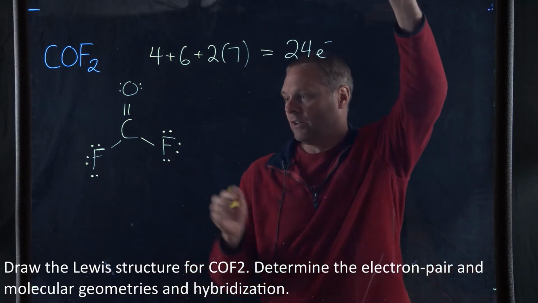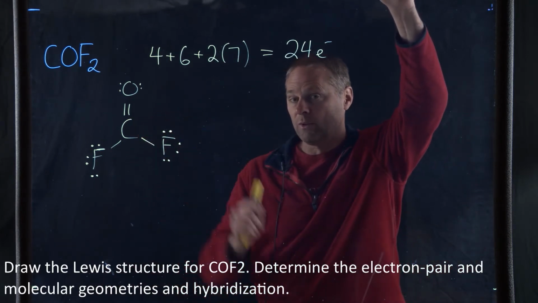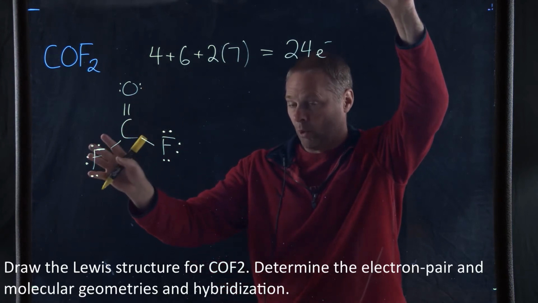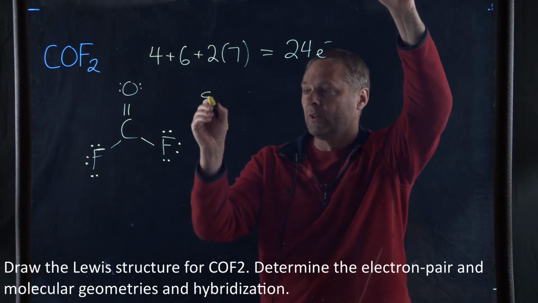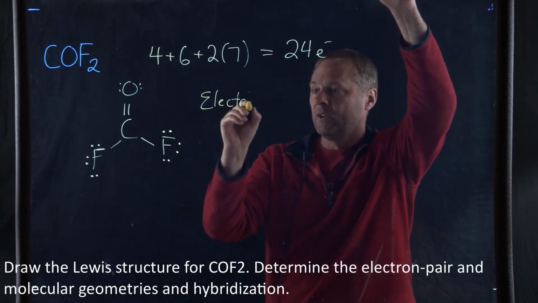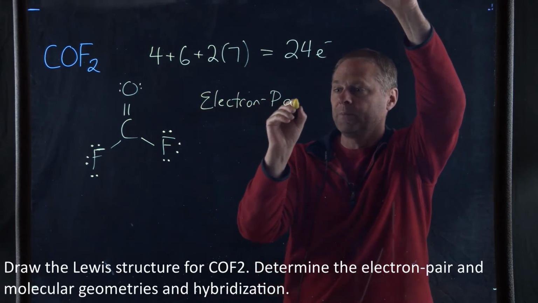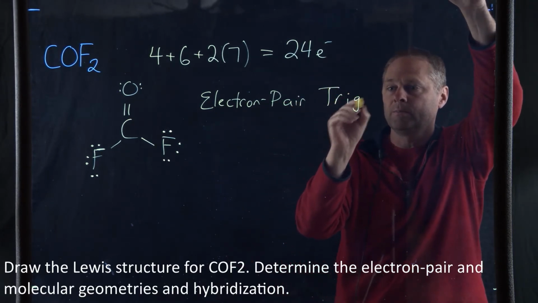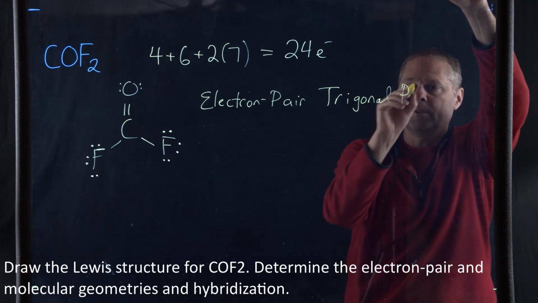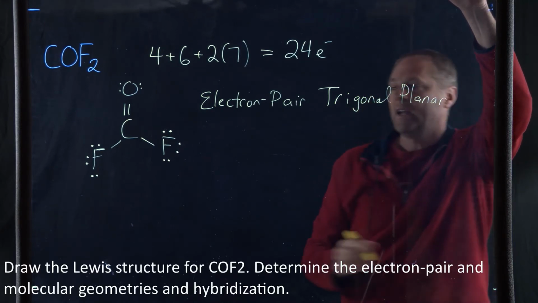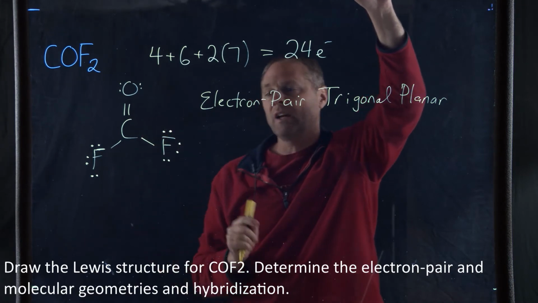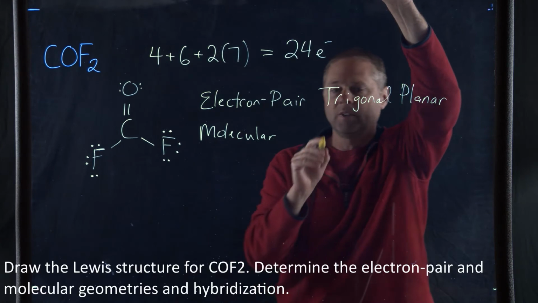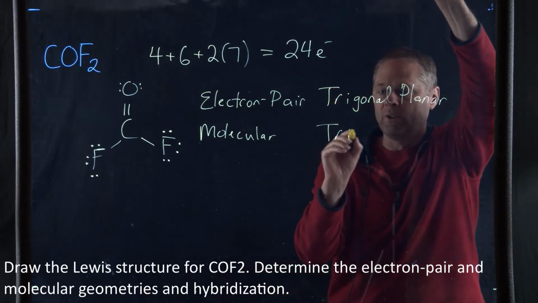Now for the electron geometry, we always want to look at the central atom. In this case, we have 3 bonding portions coming off the carbon. So for the electron pair geometry, that's going to be trigonal planar. And since there aren't any lone pairs on the carbon, then the molecular geometry is going to be trigonal planar as well.